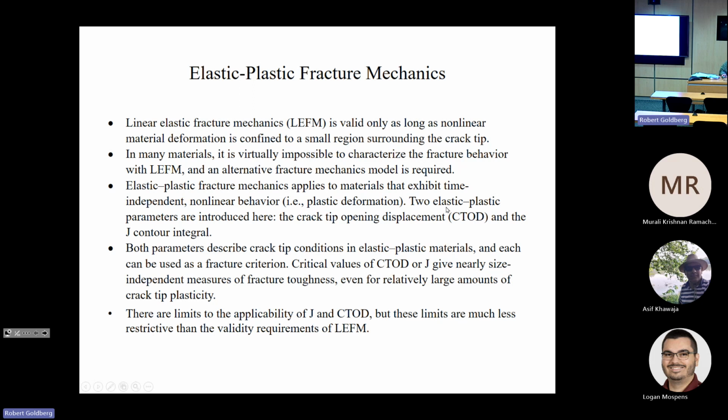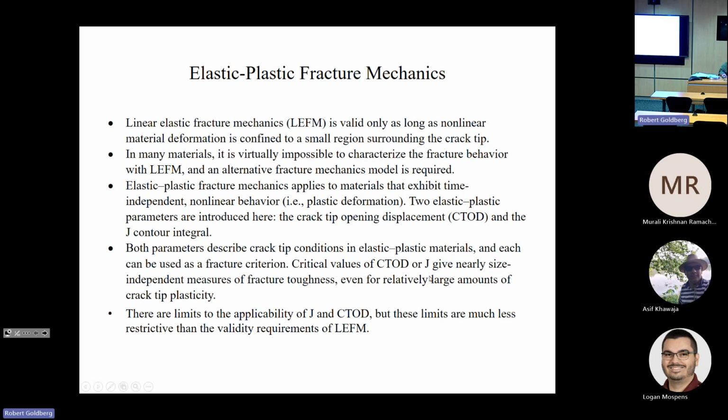And we're going to talk about two elastic-plastic parameters. We'll talk about the crack tip opening displacement and the J contour integral. Both of these parameters describe crack tip conditions in elastic plastic materials, and each can be used as a fracture criteria. And one of the other important things we talked about, if you're defining something as a fracture criteria, you want it to be closer to a material property and less of a geometry dependent problem.